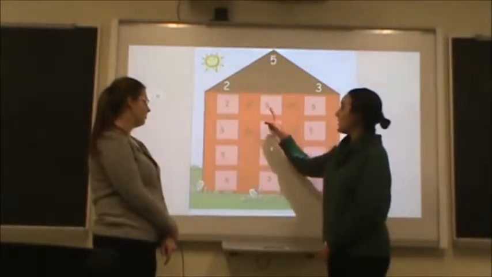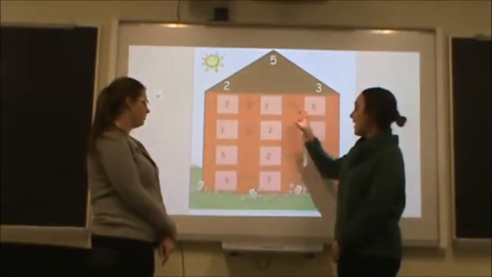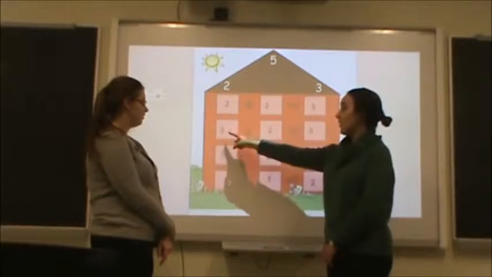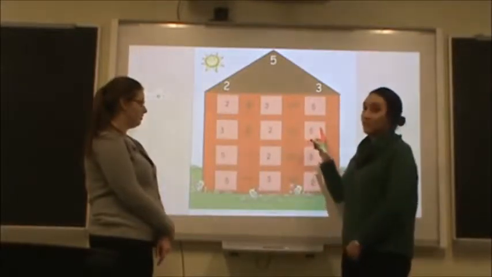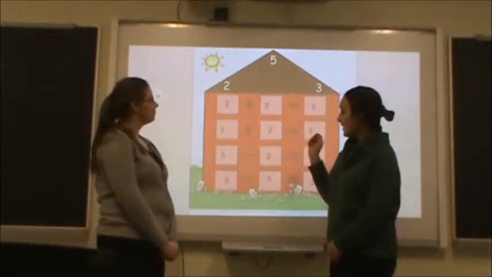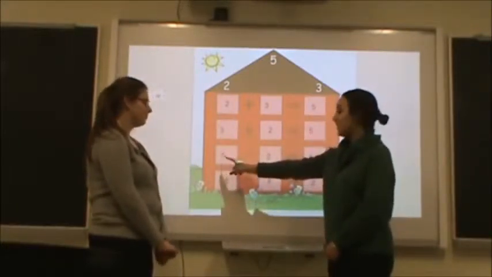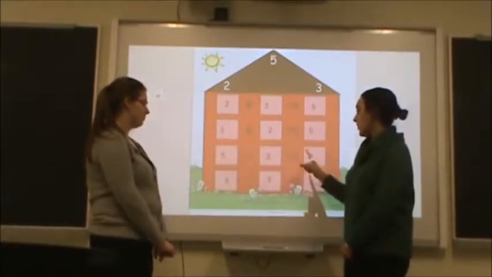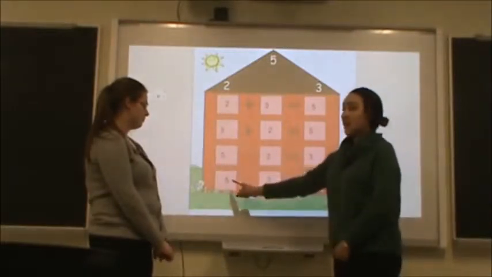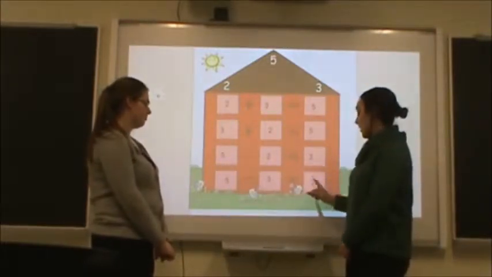So 2 plus 3 equals 5. And then switching the 2 and 3, 3 plus 2 also equals 5. And then using the same numbers for your subtraction sentences, using the largest number first, 5 minus 2 equals 3, and then 5 minus 3 also equals 2.